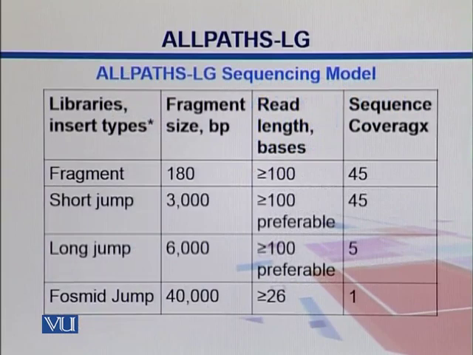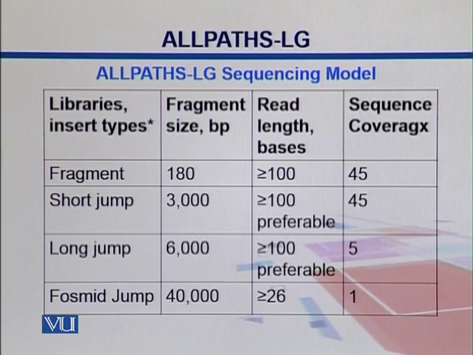With the ALLPATHS sequencing model, we can see in this comparison how much coverage we can use. We have the libraries and insert types. We can have fragment libraries, which are just simple single end reads, no paired end reads, just fragments. Their size is 180 base pairs, and the reads we can generate are slightly over 100 base pairs. For these kinds of assemblies using simple single reads, we might need a coverage of up to 45x in order to use the ALLPATHS-LG assembler.